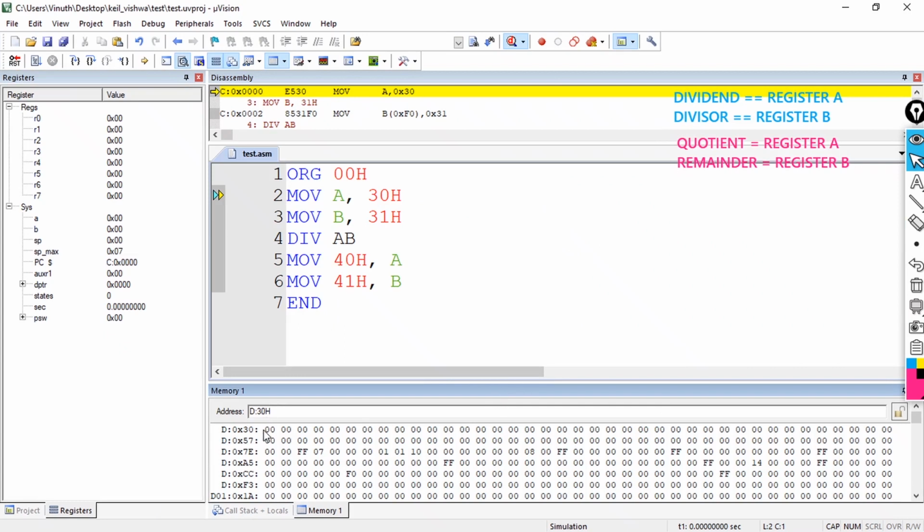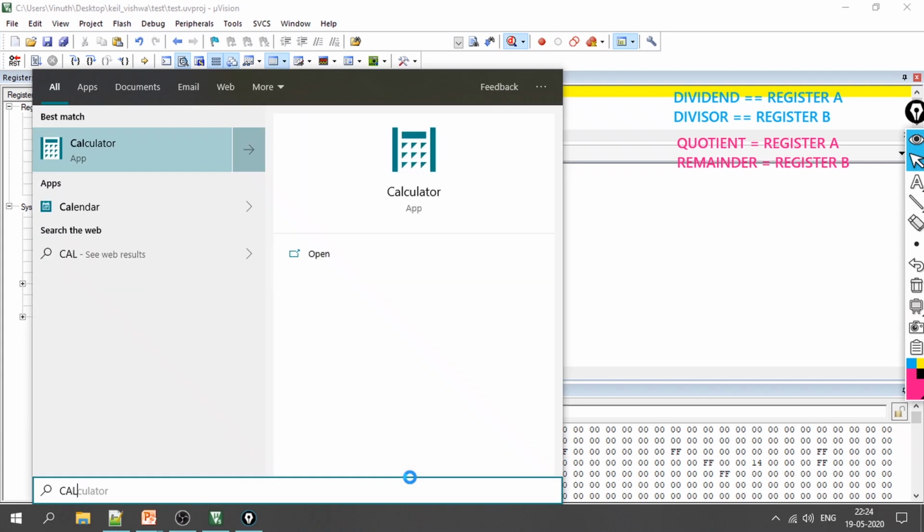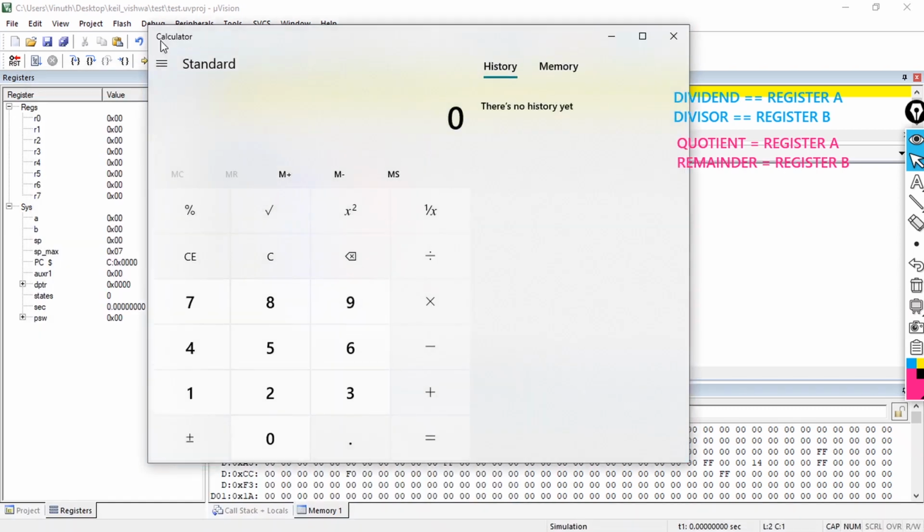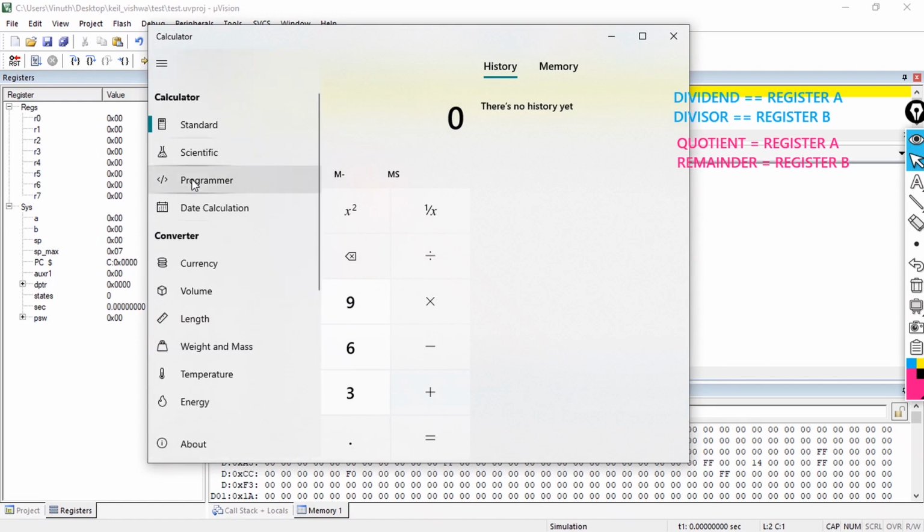Okay, so at 30 hexa and then 31 hexa. So let me load 99, for this 99 hexa. So let me take the calculator. So let us see what will be the hexadecimal equivalent of 99. So let me take it into programmer.